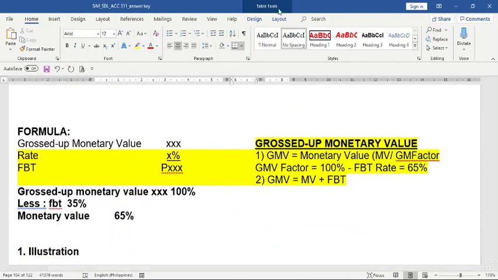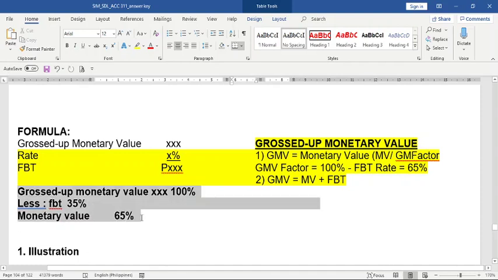Again, our formula is this: gross up monetary value multiplied with the FBT rate, that is your fringe benefit tax. So how do you get the gross up monetary value? The monetary value divided by the GMV factor, which is 100% minus the FBT rate. So if the FBT rate is 35%, 100% minus 35%, the factor is 65%. Because when you compute the fringe benefit tax, it must be based on the gross up monetary value.